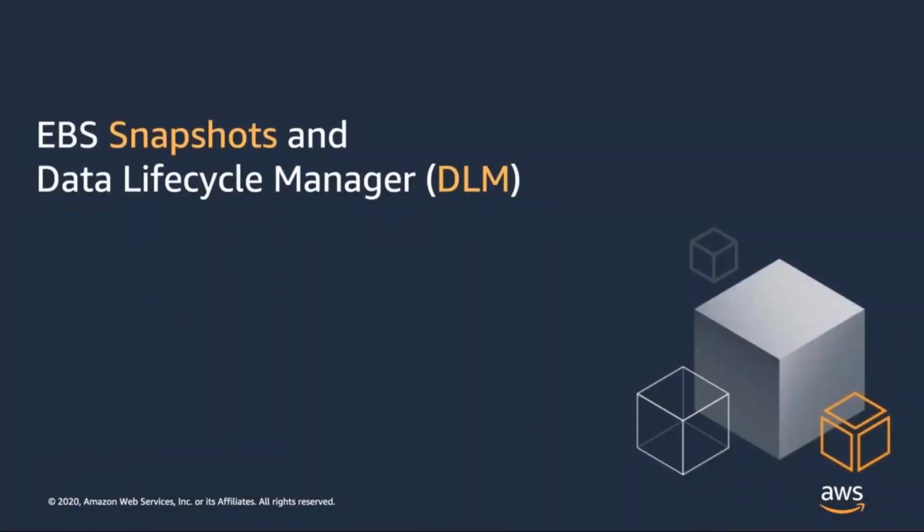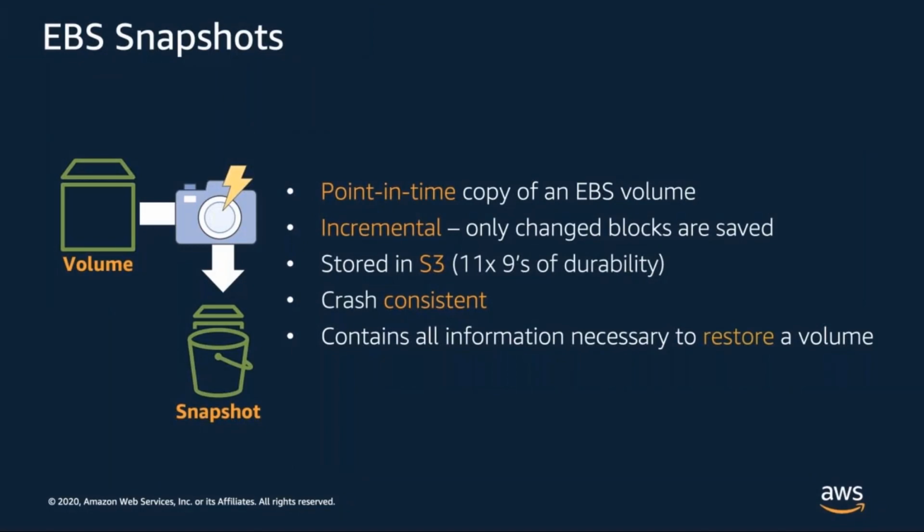Moving on to EBS Snapshots and Data Lifecycle Manager. EBS Snapshots, as we discussed earlier, are point-in-time incremental copies of an EBS volume that are crash consistent and stored in Amazon S3. What is incrementality here? Let's talk about that. Say your application is modifying a few blocks of a data file. The EBS service tracks those changed blocks, and only those changed blocks are saved into S3. However, an EBS Snapshot contains all information necessary to restore a volume to a point in time to meet your business requirements.